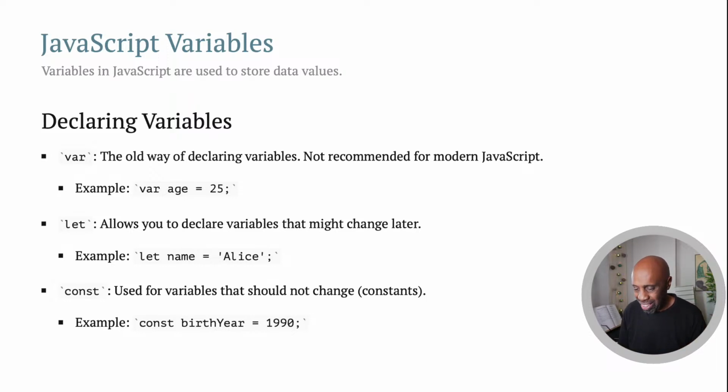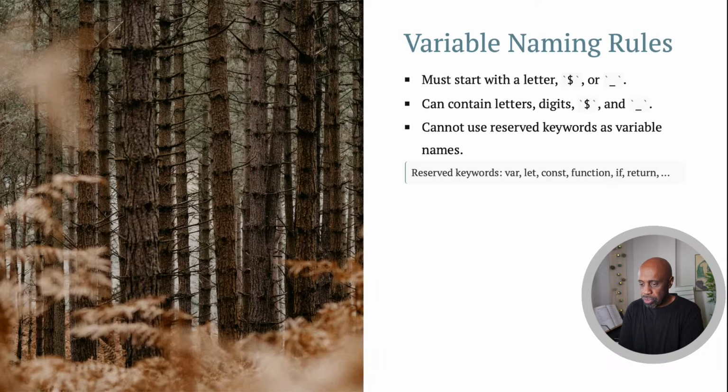That's one example. And then variable naming rules: they must start with a letter, with a $ sign, or with an underscore. So a variable name cannot start with a number, okay? It can contain digits, which are numbers, can contain $ signs, and can contain underscores, okay?